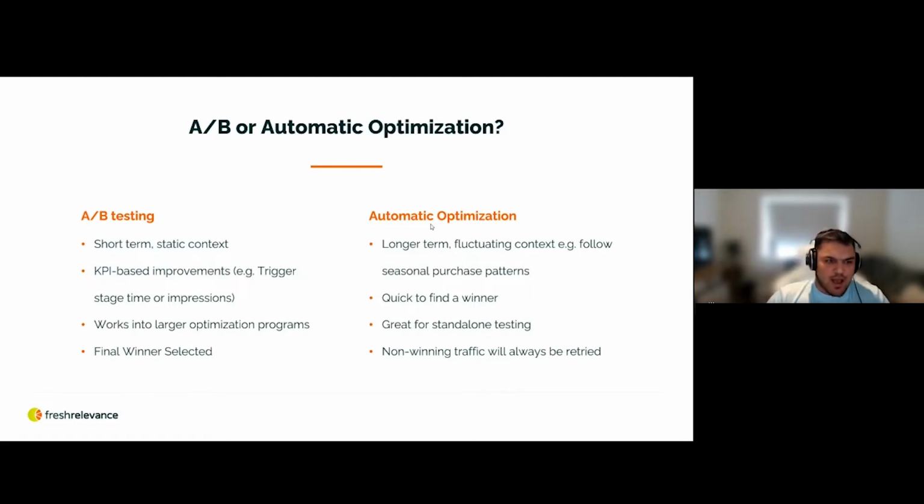It's really, really useful. However, for me, the cooler one, the one that I really get excited about, is the automatic optimization. And that is for more long-term fluctuating content, such as seasonal purchase patterns, or even short-term things such as your business as usual mail outs. If you have that going out, we can put on an automatic optimization. And then as soon as that goes out, after only a few people have interacted with that email, it'll automatically start to optimize it and show the most effective results to your customers. It's very quick to find a winner, as just mentioned, and is also great for standalone testing.